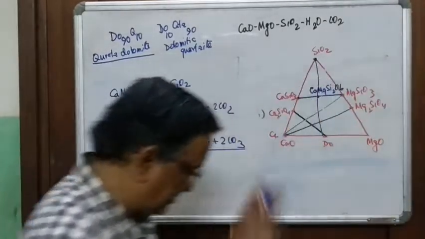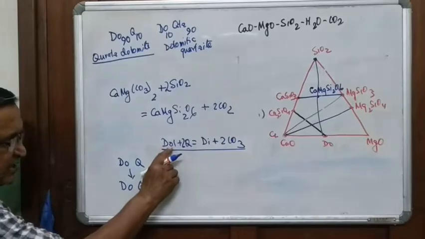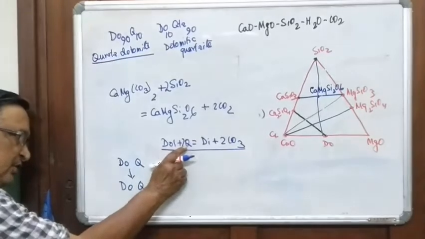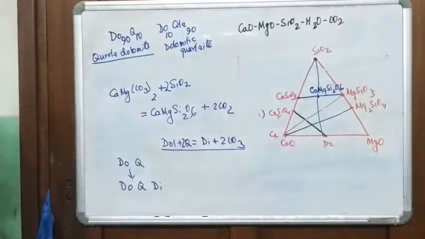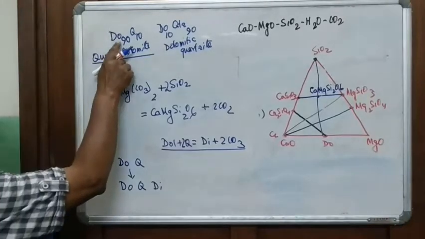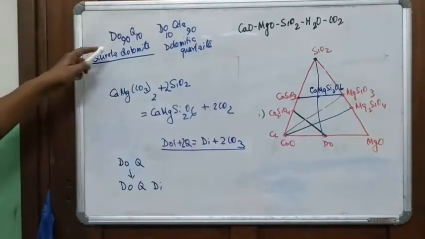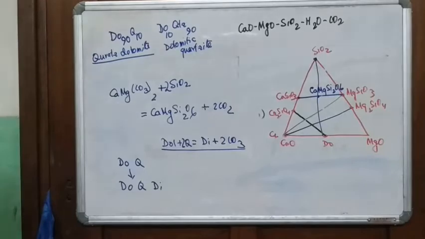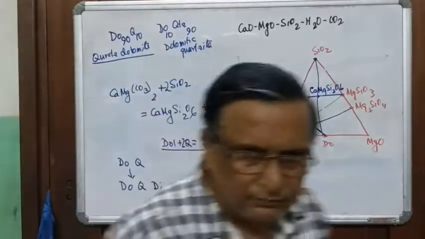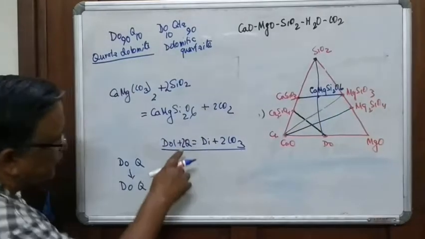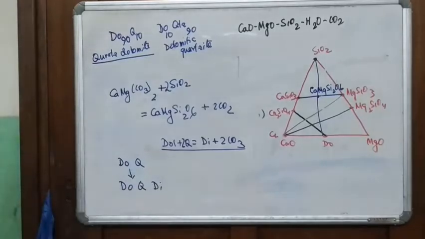Right? But dolomite is reacting with quartz in the ratio 1:2. So now look at this. If you take this rock, what will be consumed faster? Of course, quartz will be consumed faster.